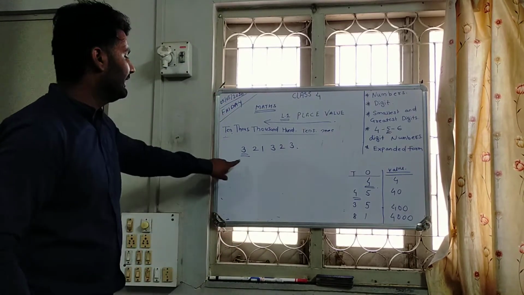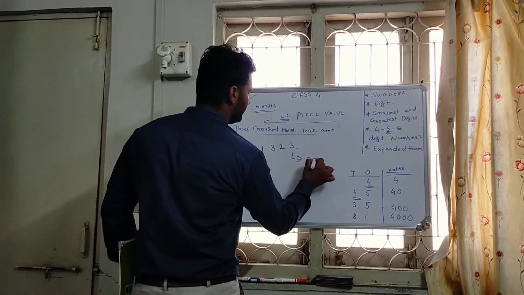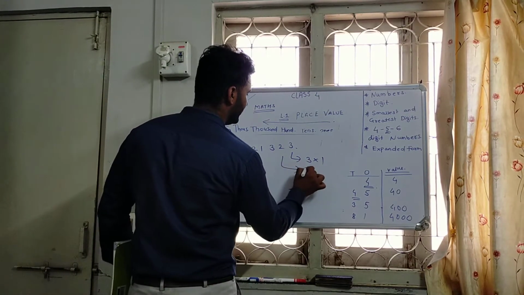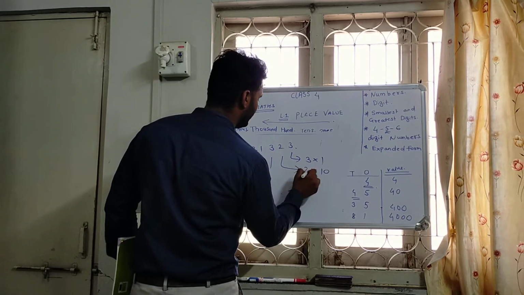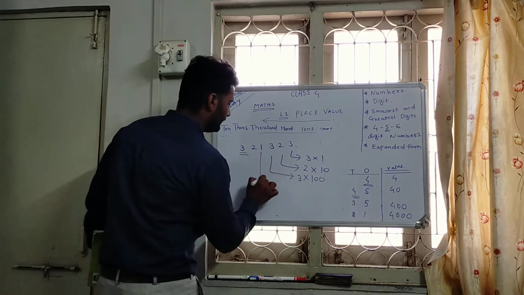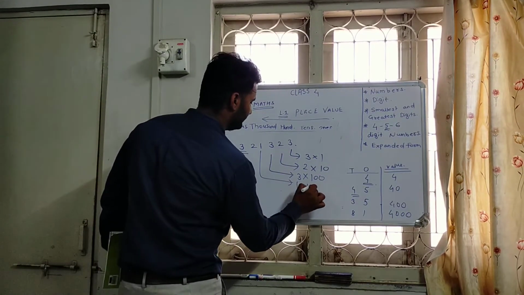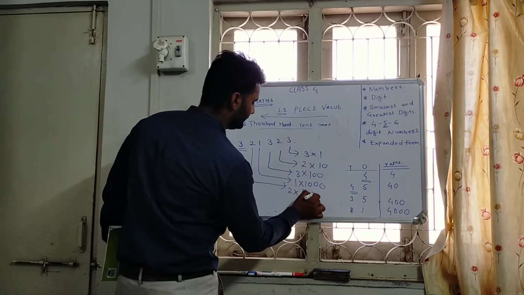I want to know the value of this 3. So what is this? 3 into 1, 2 into 10, 3 into 100, 1 into 1000, 2 into 10,000.